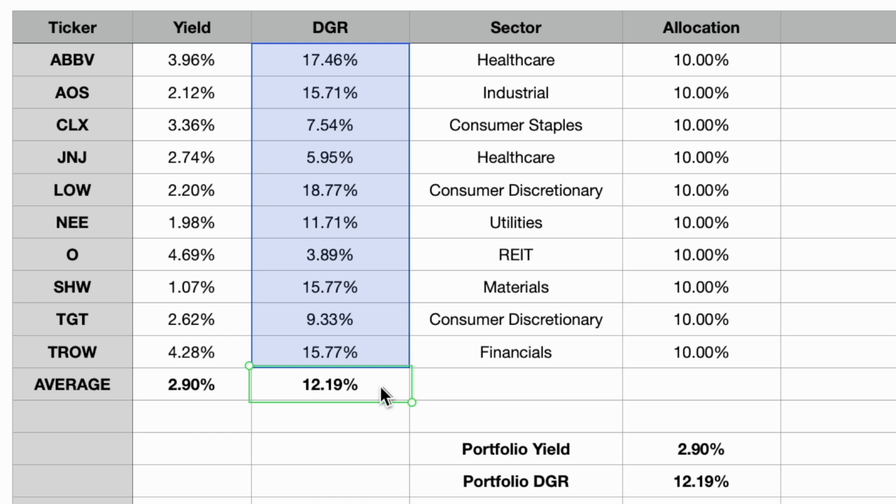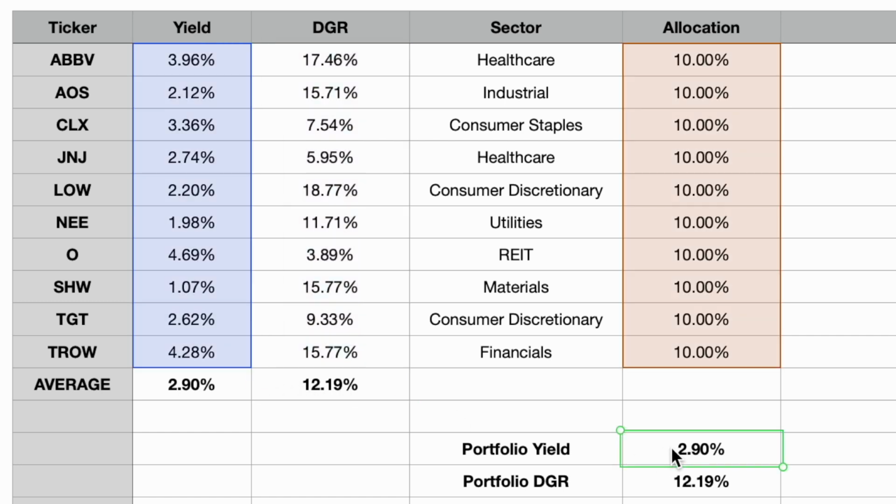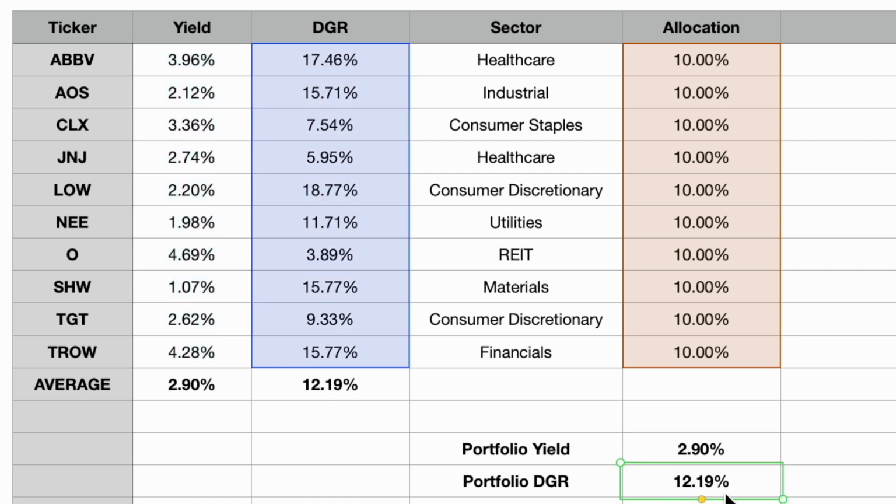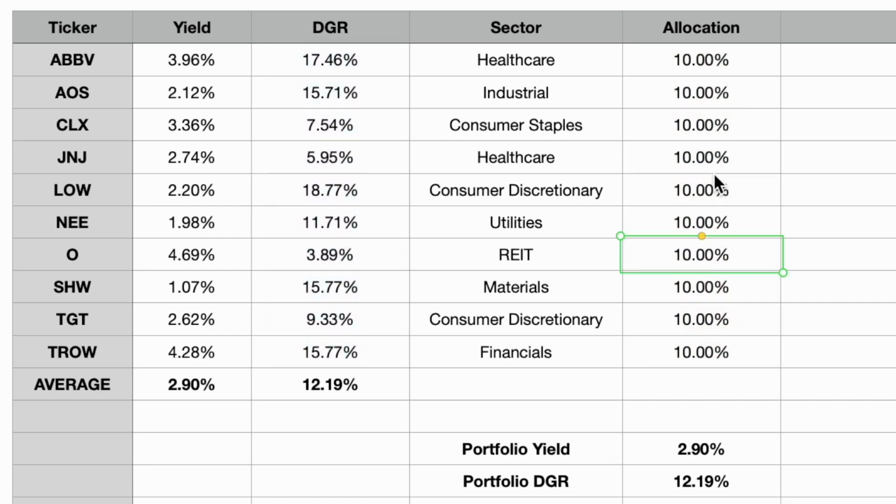So an equal weight asset allocation will not satisfy our dividend yield range of 3 to 4%, but the historical dividend growth rate of 12.19% is above our target 6 to 8%. What we can do is play around with the allocation a bit to see if we can squeeze a little bit more yield out of this portfolio.